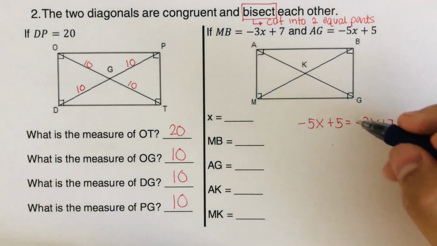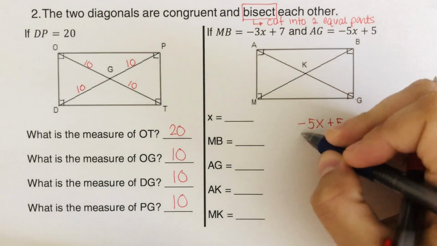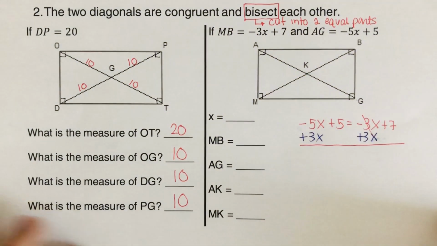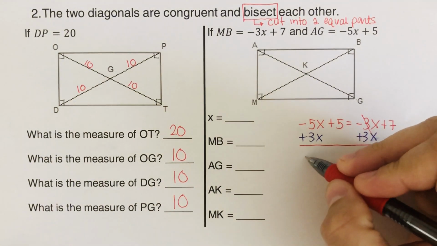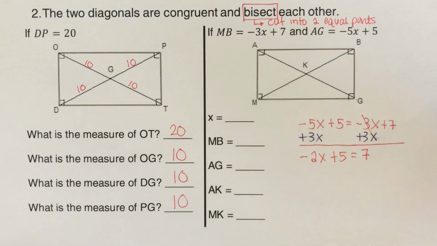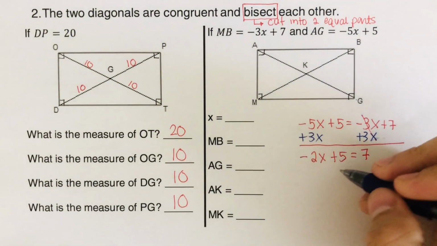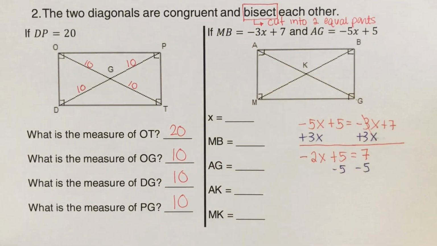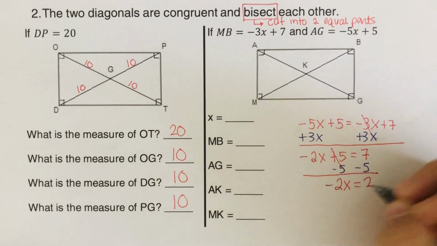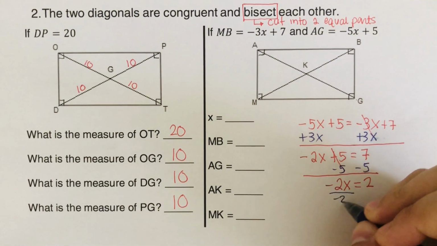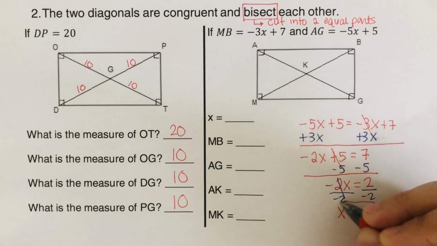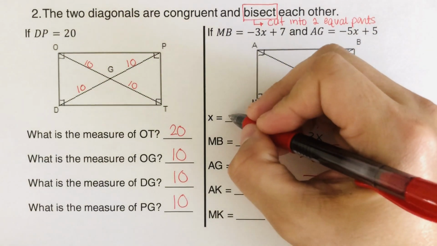So then we are going to add 3x to both sides. So plus 3x and plus 3x. So this is negative 2x plus 5 equals 7. So then we are going to subtract both sides by 5. So then we are left with negative 2x equals 2. Then we divide both sides by negative 2. So the x is negative 1. So our x right here is negative 1.